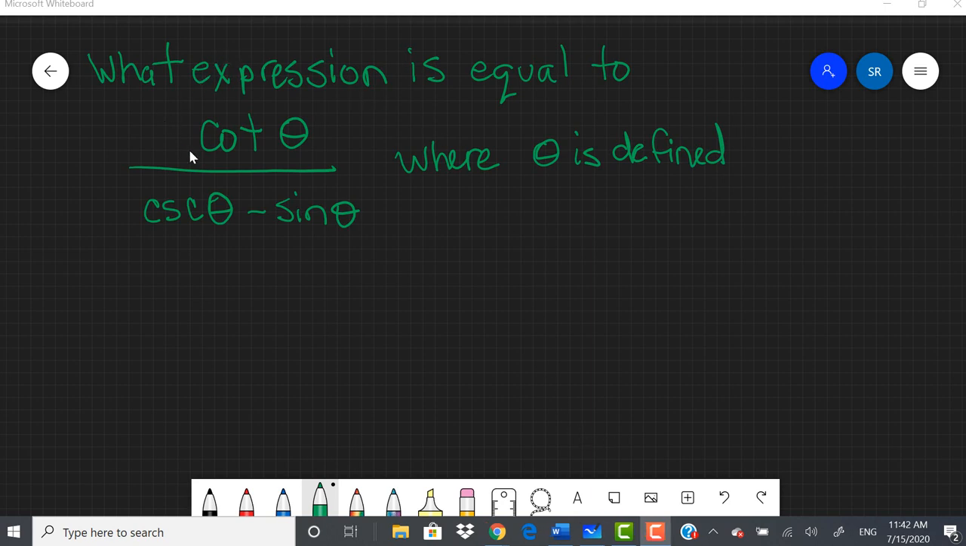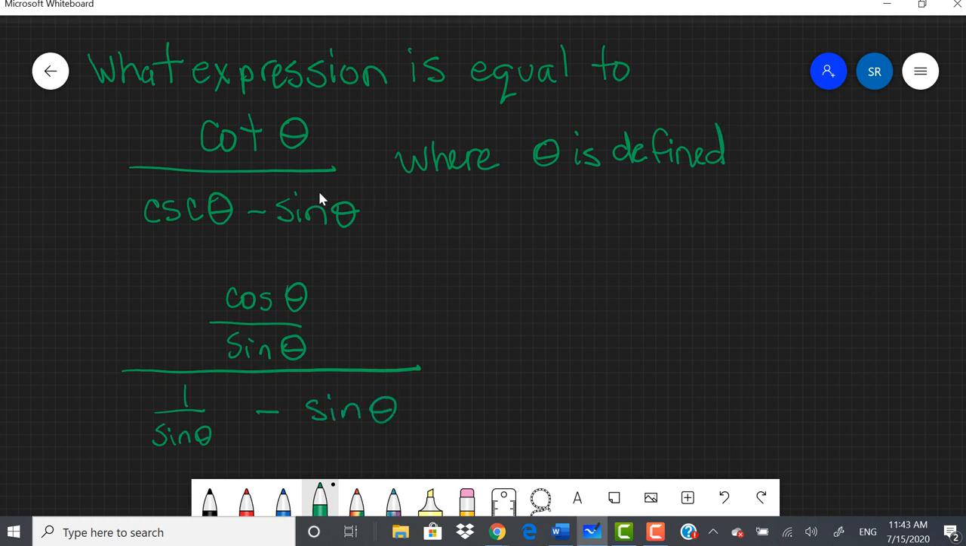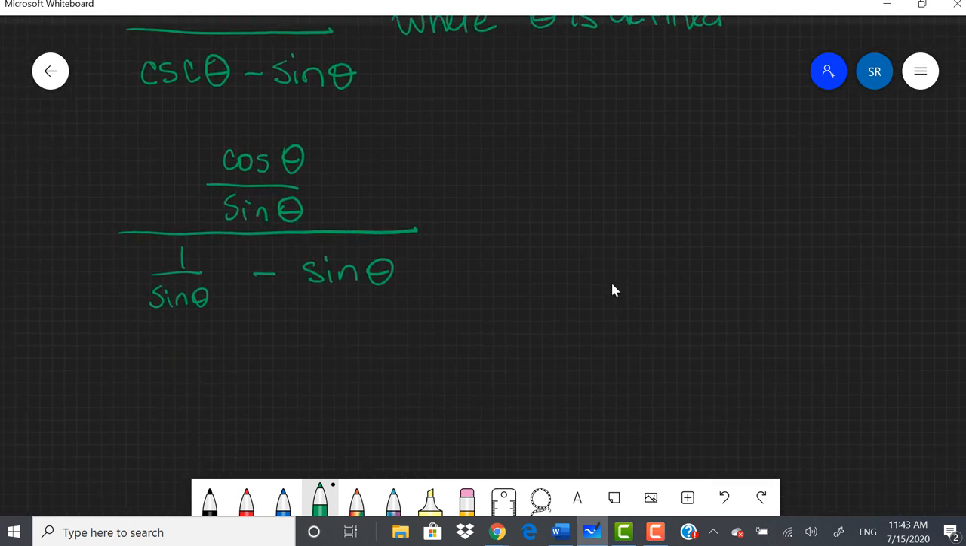So my first step is I'm going to change this cotangent and this cosecant to be written as sines and cosines. So that's my first trig identities I'm going to use. So cotangent theta is the same as cosine theta over sine theta, and this is all over cosecant, which is 1 over sine theta, minus sine theta. We didn't do anything to the sine theta because it's already in what we need it to be.